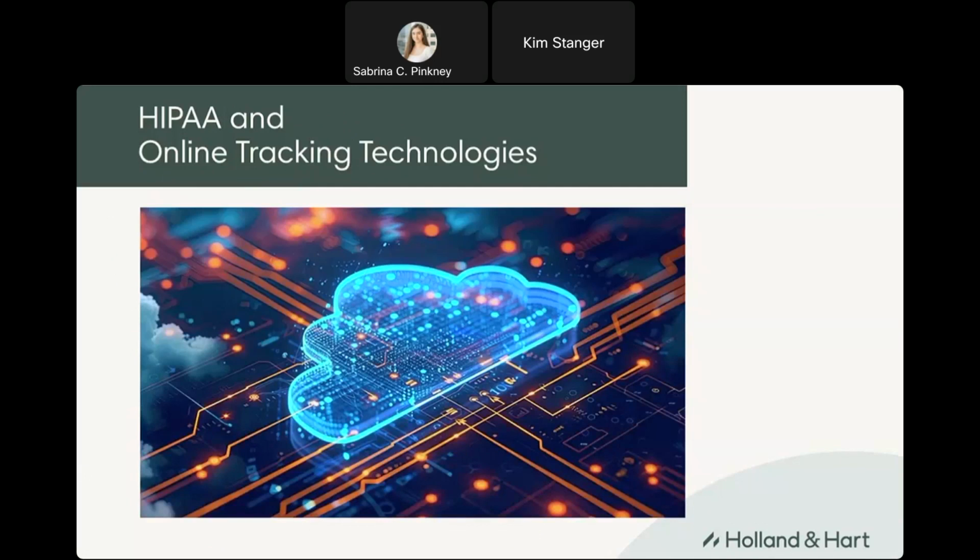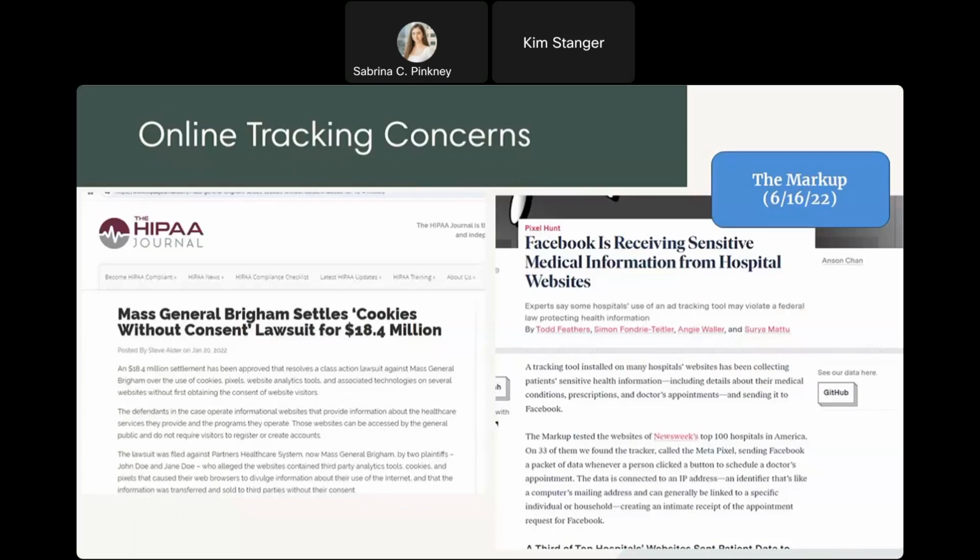All right, next issue. Let's talk about HIPAA and the online tracking concerns. The new HIPAA rule actually, or the guidance, came out of a couple of high profile situations. There was a hospital that got hit with a lawsuit and ended up settling for $18.4 million because they allegedly were sharing protected health information through cookies and other web tracking devices. There was an article that came out where purportedly a bunch of hospitals were caught disclosing protected health information through web tracking technologies and the like.